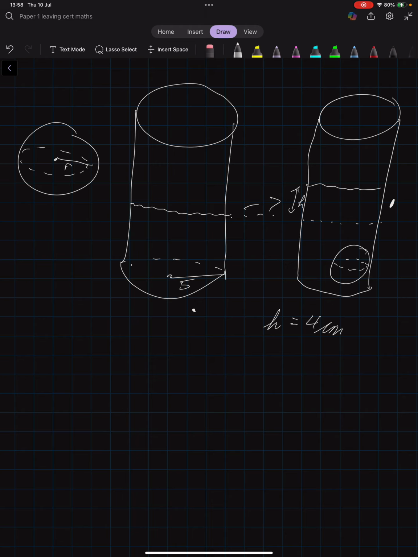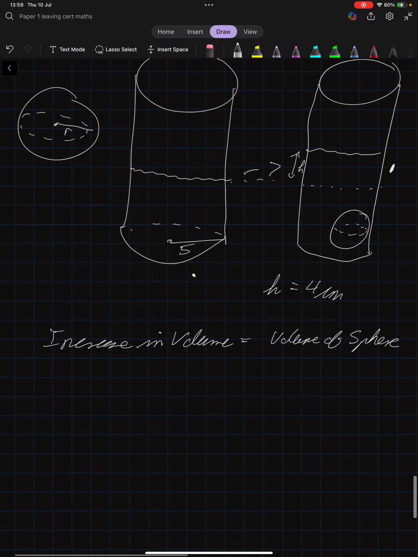So what that means is that the increase in volume that you observe must be the volume of the sphere, because what did you do to the water? You added the sphere, and I've seen the water level rise by this amount. That means that the increase in volume has to be equal to the volume of the sphere. Okay? So hopefully that makes sense.